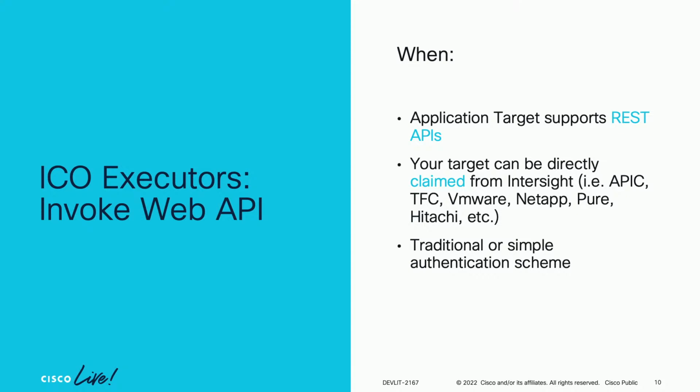When you're using the Invoke Web API request, you will make authenticated requests. So you don't need to take care about authentication, maintain the session up, and so on. So obviously, your authentication method should be the traditional way, or a simple authentication scheme. If you are targeting something that uses request signing, these kind of things, probably you want to move forward and use another executor, because it's going to be too complicated to handle.